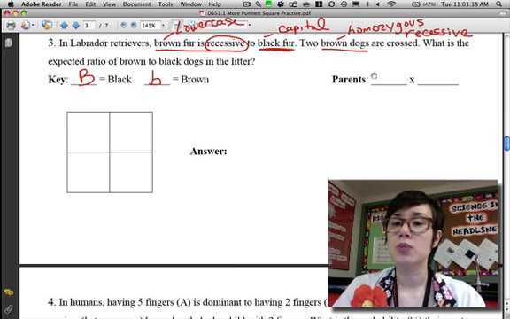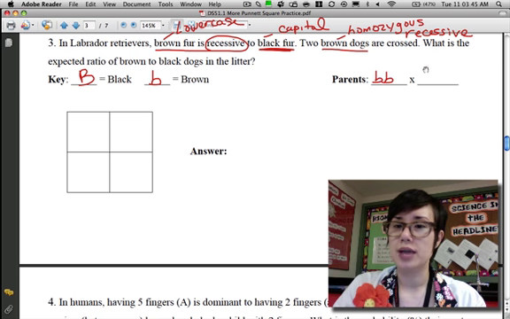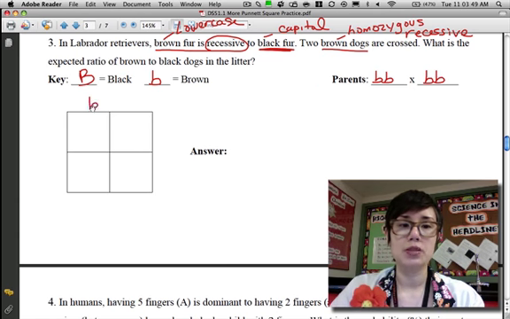Now my parents are homozygous recessive, so that means that they're going to be 2 of the same letters and they're both going to be lowercase. So both parents are going to look exactly the same. They're going to be little b, little b. I'm going to put my parents into my Punnett square. One parent goes at the top, another parent goes on the side.